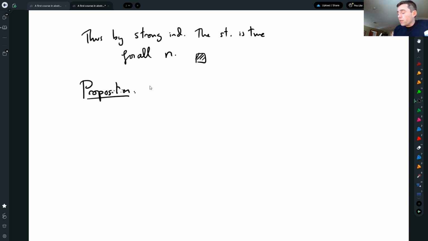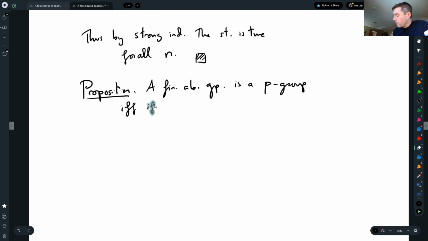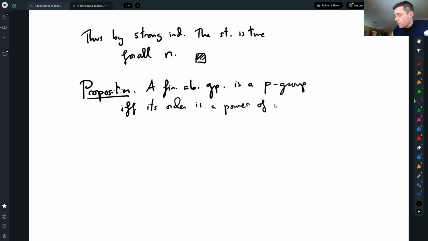A finite abelian group is a P group if and only if its order is a power of P. So here's the proof. Remember that P group means that every element has an order that is a power of P. So let's go first in this direction.